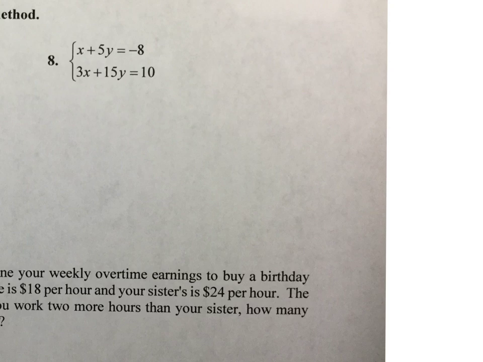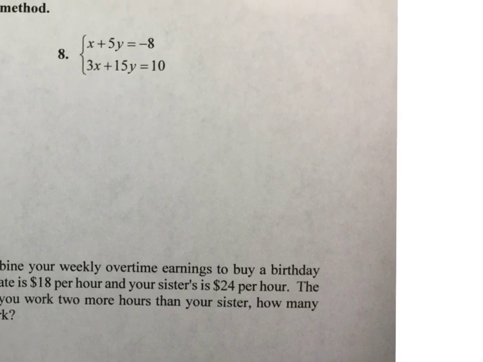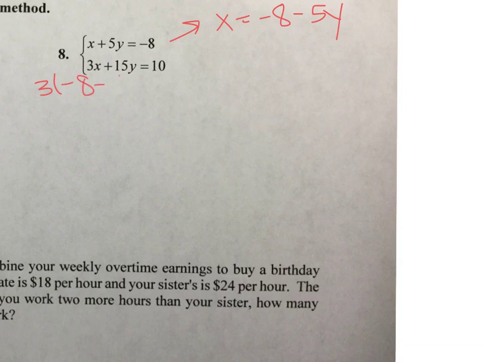Okay, so again, please make sure that you have one variable isolated. I'm going to use this equation and rewrite it on the top. So this one I'm going to rewrite as x equals -8 minus 5y. I just moved the 5y over, subtracted it from both sides. Okay, so let's go ahead and plug in the equivalent expression for x in the second equation. So 3, and in parentheses, -8 minus 5y, because I'm replacing this x with the equivalent expression, plus 15y equals 10. All right, let's start distributing and combining.